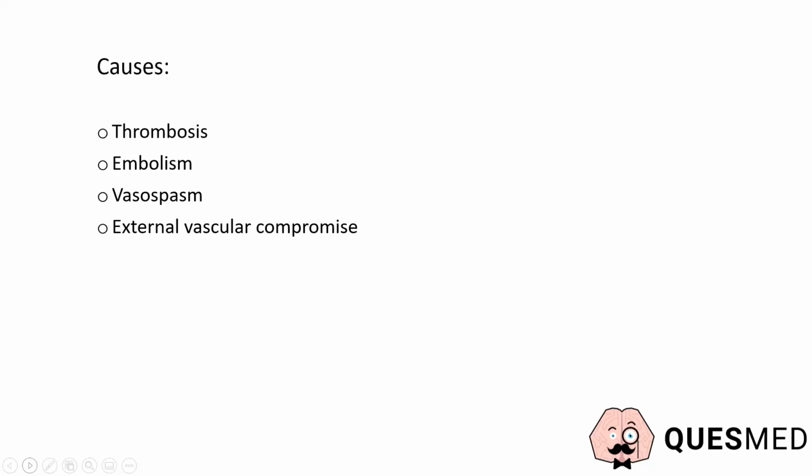So we touched a wee bit on the causes. So thrombosis is a cause of acute limb ischemia and it's often in those with atherosclerotic disease. An embolism may cause acute limb ischemia, so patients with AF. Vasospasm could cause acute limb ischemia and you might see this in Raynaud's phenomenon. Or similarly, external vascular compromise, so for example, trauma or compartment syndrome could cause acute limb ischemia. And next slide.